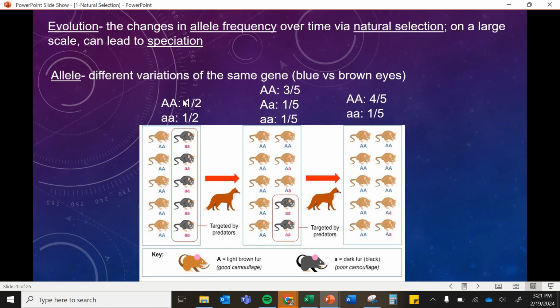So here we have the allele population, or the allele frequency, at the beginning, where we have half and half of our different genotypes. And then over time, because it's being targeted by the predators, our allele frequency is changing. So that's the idea of evolution, that the frequency of the alleles is changing, and it is because of natural selection in this case, because nature, in this case the predators, are selecting which organisms survive or do not survive.